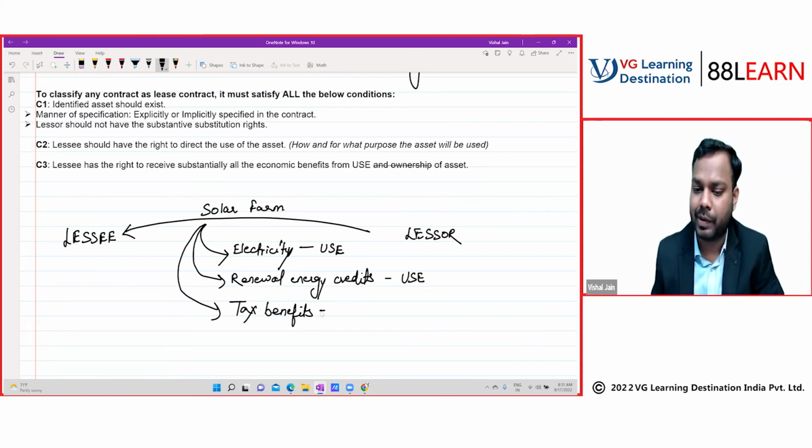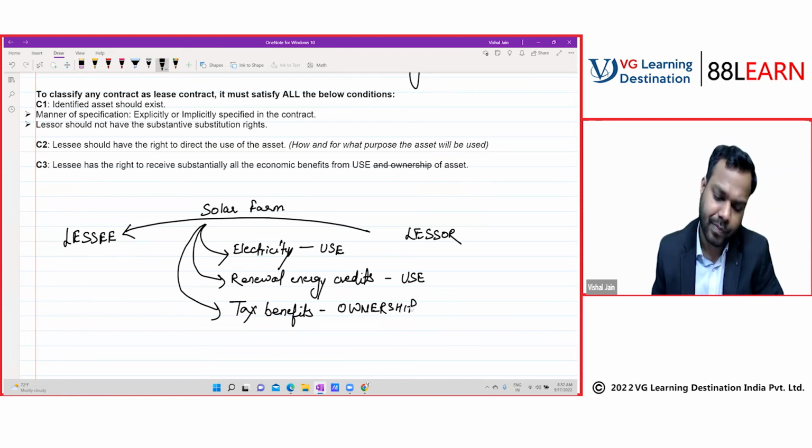Tax benefits. Do income tax authorities know anything about use or ownership? No, they know that whoever owns the asset, I have to give the benefit to them, right? So this comes from ownership.